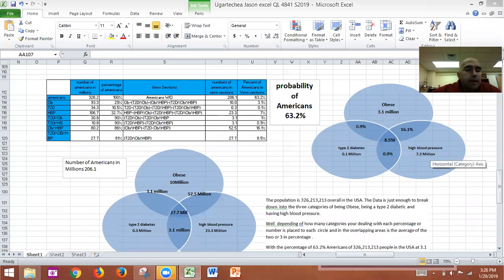The probability of having all three, as in type 2 diabetes, high blood pressure, and obesity, is set at 81%, with only 0.9% having diabetes and obesity. The other, high blood pressure and type 2 diabetes, is also at 0.9. The third, being obese and having high blood pressure, is set at 16.1%. And having all three is at 8.5, with a 25.5 percentage of the population.